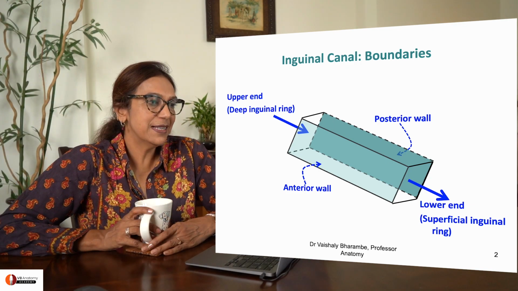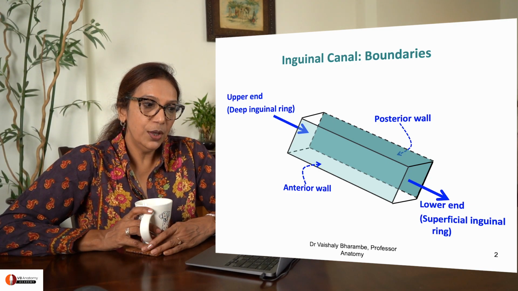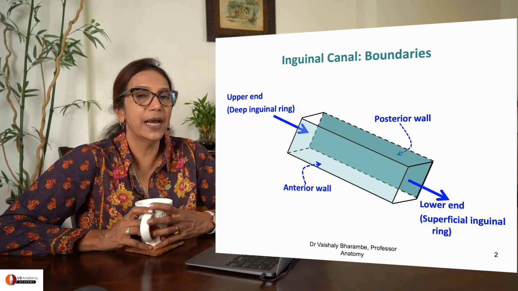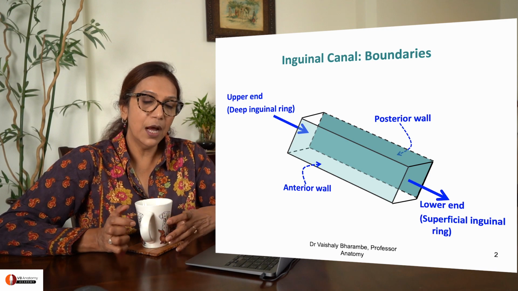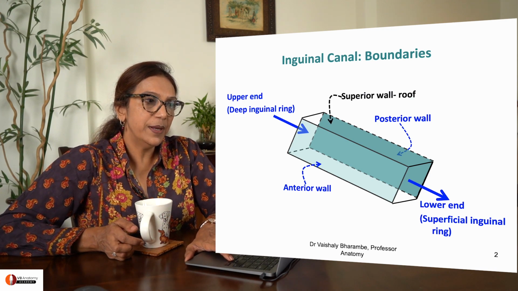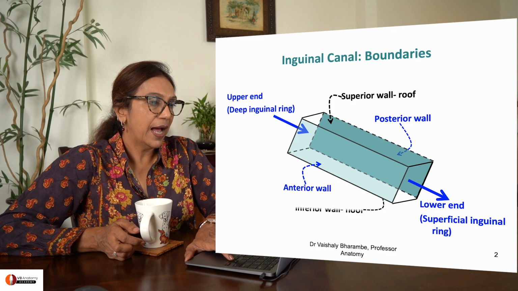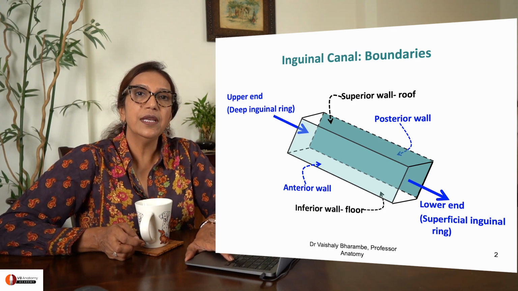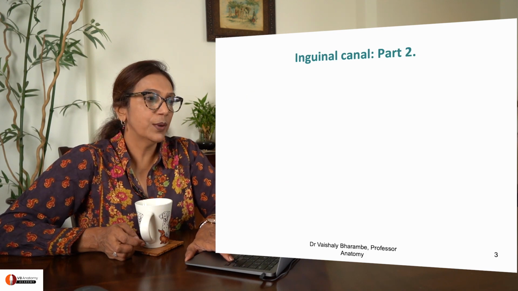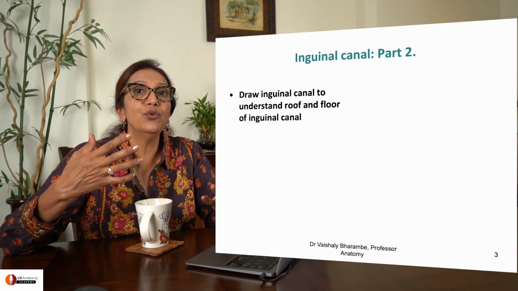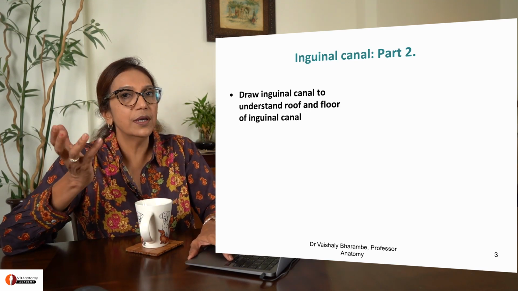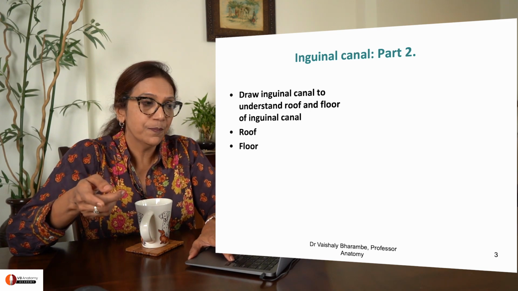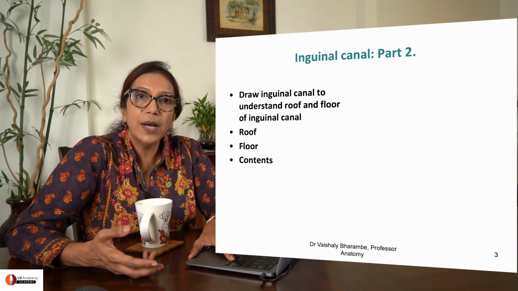Okay. We've recently learnt about the anterior wall, lower end of inguinal canal. Then we talked about posterior wall and upper end of inguinal canal. Now, we need to study the superior wall, that is the roof, and the inferior wall, which is the floor of inguinal canal. This will be covered in Inguinal Canal Part 2, in which we will understand how to draw the inguinal canal so as to learn about the roof and the floor. Then we'll specifically discuss the roof and the floor. Then we'll talk about the contents of inguinal canal.